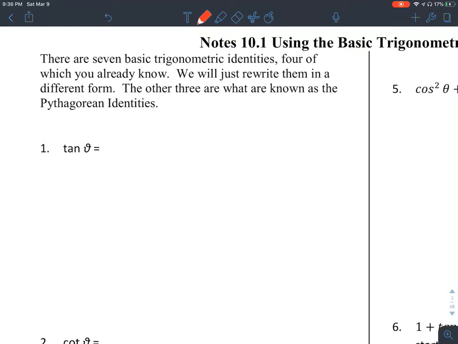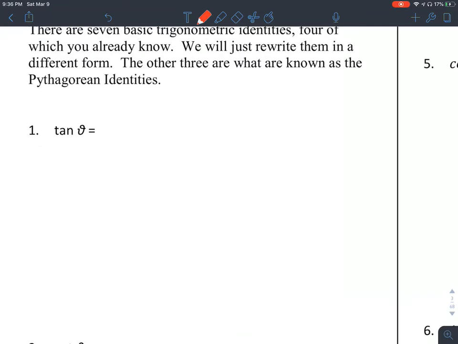The other 3 are known as the Pythagorean identities. So here's some ones that you know. For example, you already know that tangent of theta is the same as 1 over cotangent of theta. And we have discussed also that tangent of theta is sine of theta over cosine of theta.